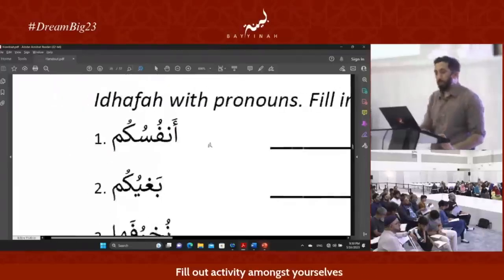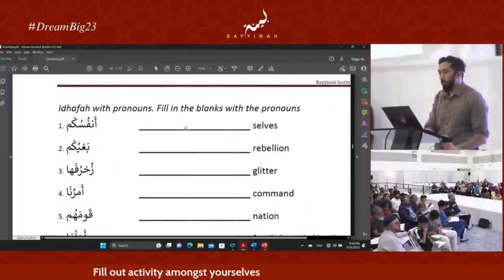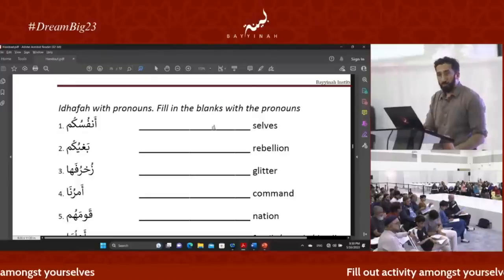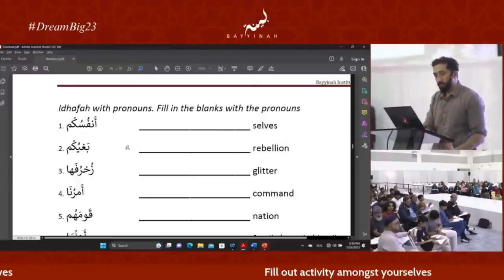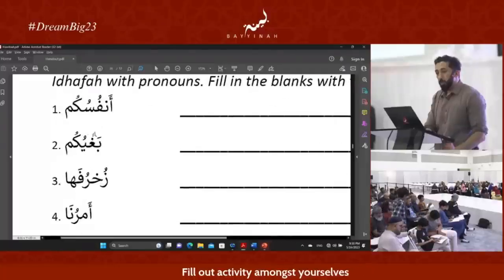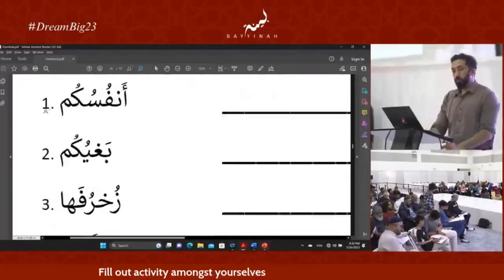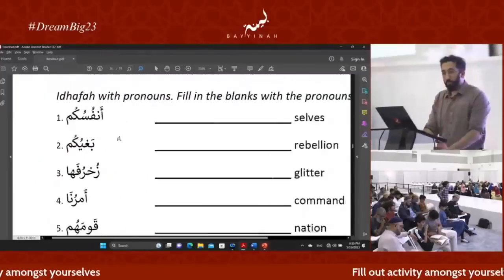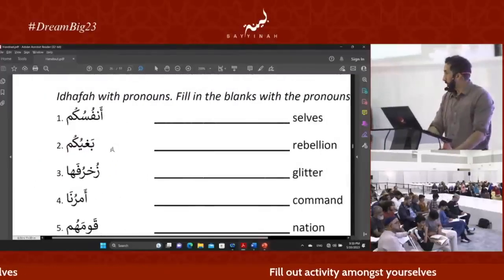So now the translation says selves. What's the missing piece? Yourselves. Baghyukum, same problem, same solution. So what's the meaning? All of your rebellion.